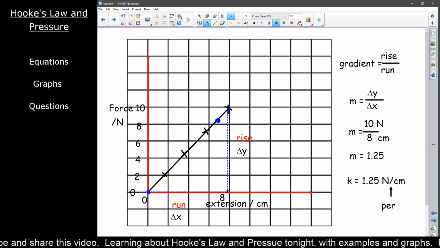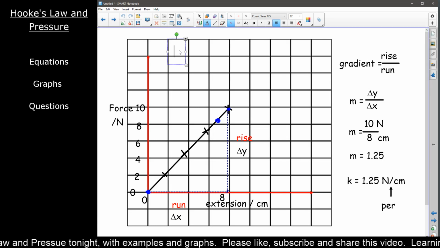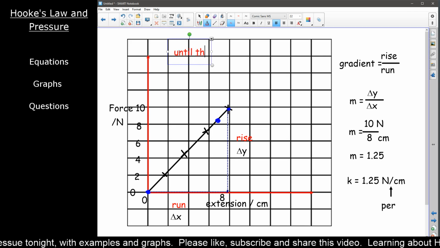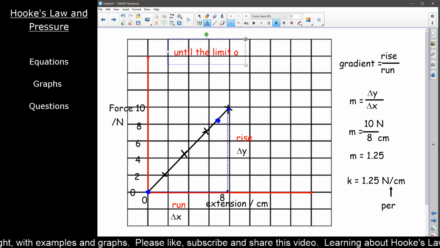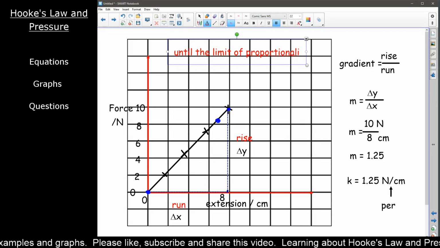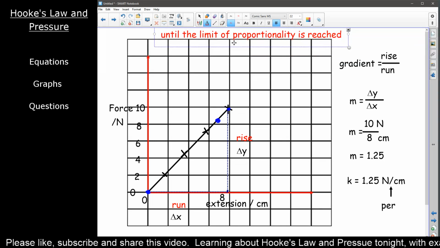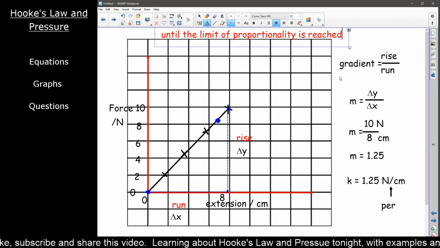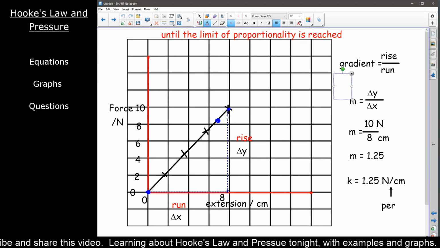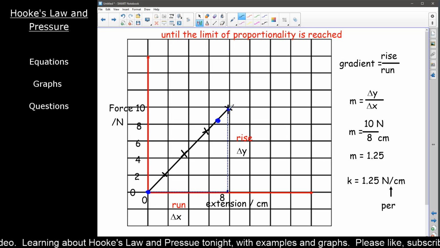Hooke's law says that the force and the extension are proportional to each other, or the extension of an elastic object is directly proportional to the force that's applied to it. But there's a little bit that comes onto that, and it's a little bit that everybody forgets about, and it's until the limit of proportionality is reached. And this goes into any definition that you have of Hooke's law. Because this graph does this up to here, but there does come a point where this stops working and your graph starts to become not linear.